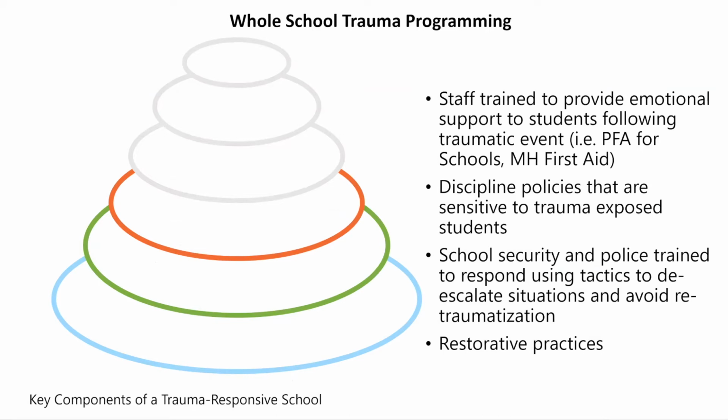All right, and then we have whole school trauma programming. This is really all of those tier 1 interventions that can be utilized on campus. So first, do we have staff trained to be able to provide emotional support to students following a traumatic event that occurs on or near campus? Are we thinking about discipline policies that take trauma into account? Are our school security and police trained to respond using tactics that de-escalate situations, or are you using restorative practices? And again, I also want to keep that question in mind because it's such an important one.